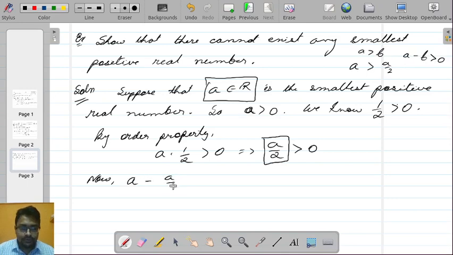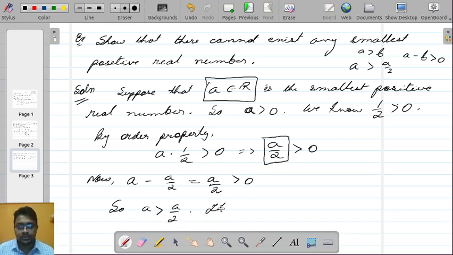Now a minus a by 2 is equal to a by 2, because it's something like a into 1 minus a into 1 by 2. So by the distributive law, a into 1 minus half, so it is a by 2. 1 minus half is half, that is a by 2. So a minus a by 2 is the same as a by 2. Now a minus a by 2 is a by 2, but a by 2 is already greater than 0. So a is strictly greater than a by 2.